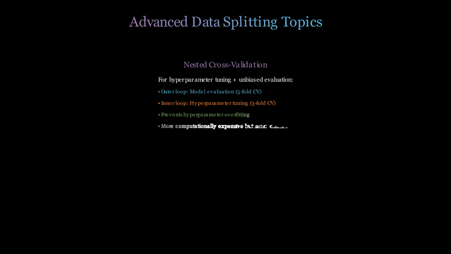Nested cross-validation combines hyperparameter tuning with unbiased evaluation. The outer loop performs standard cross-validation for model evaluation. The inner loop performs hyperparameter tuning within each outer fold. This prevents hyperparameter overfitting and provides truly unbiased performance estimates, though at higher computational cost.